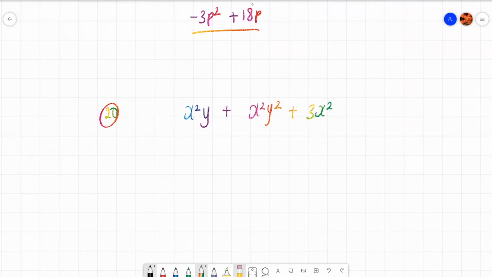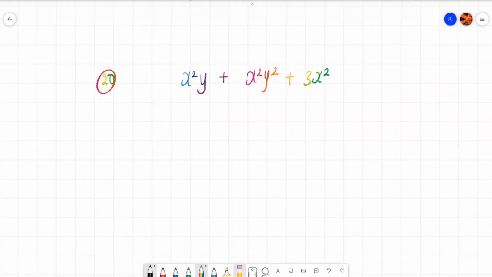Okay, if you have something like this, I've got x squared y plus x squared y squared plus 3x squared. A question like this in your exams would be a trick question because you actually can't add any of these together because they are not the same.